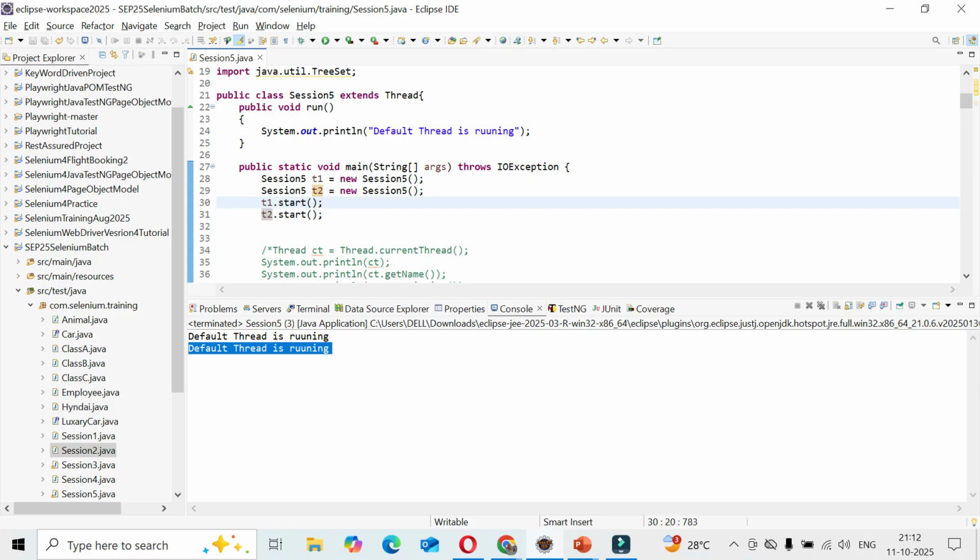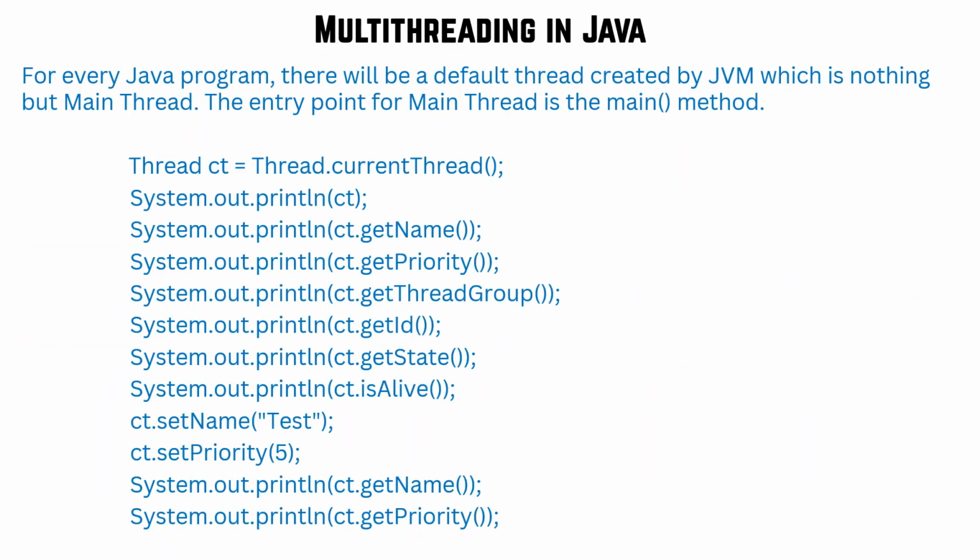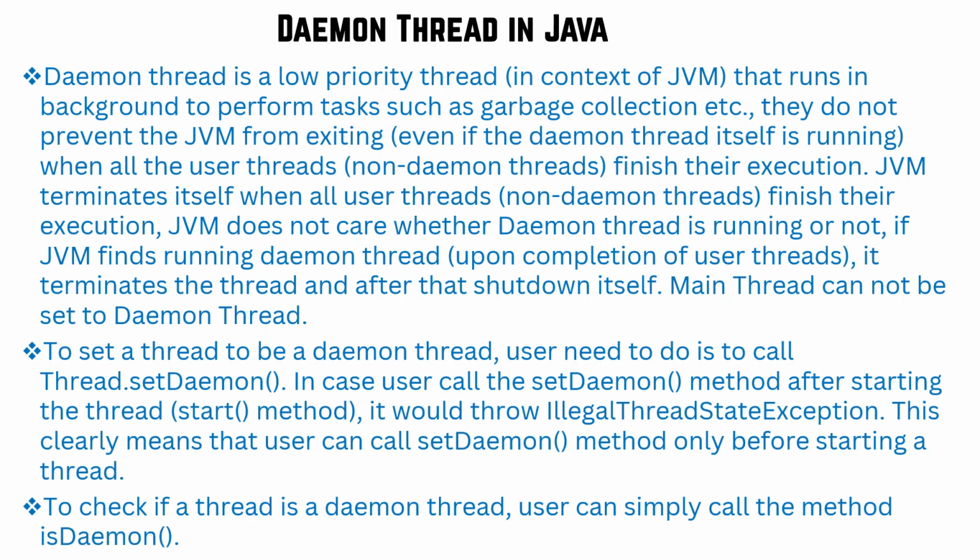The last thing we'll be covering is called daemon thread. So I already told what is daemon thread. Daemon thread is a low priority thread in context of JVM or Java Virtual Machine that runs in the background to perform tasks such as garbage collection. Because whatever thing is not working, you need to better remove it. And whenever again you need to work, then you can create the thing and you can use it as and when required. But otherwise, there is no point of keeping your memory usage high, right?